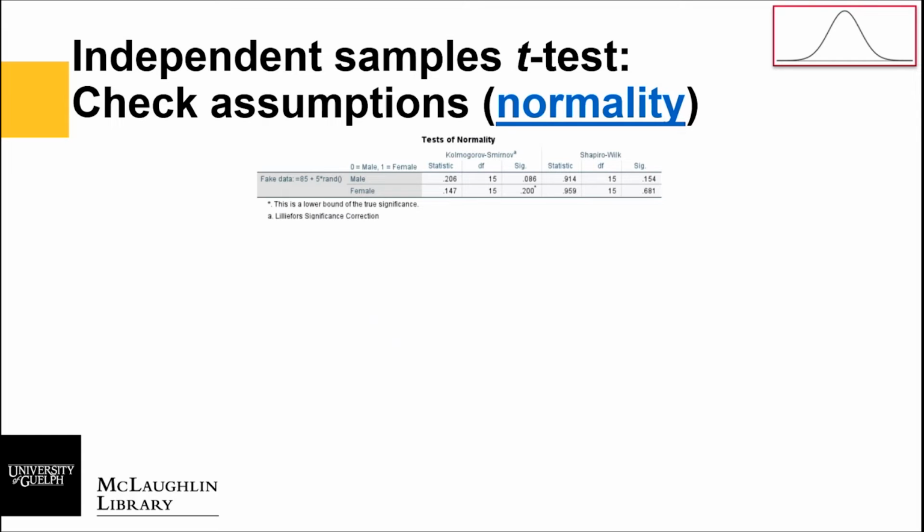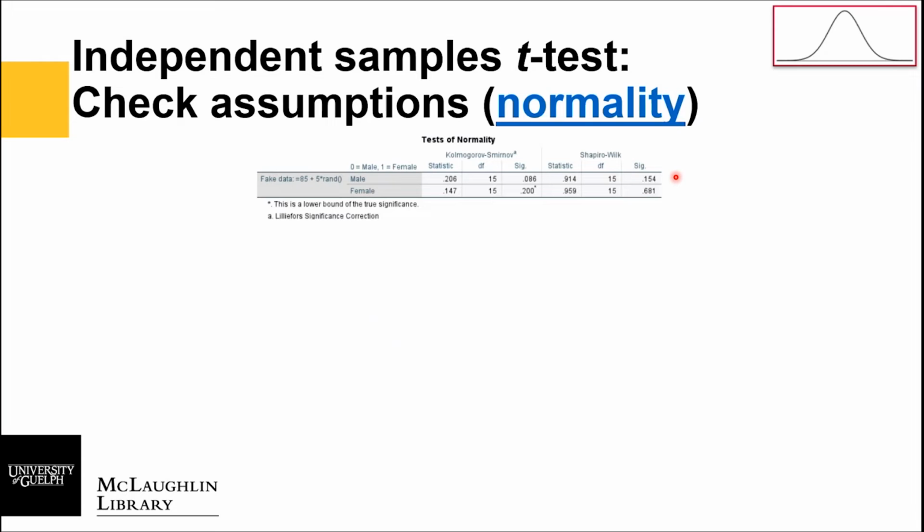The one kind of in the middle of the table is called the Kolmogorov-Smirnov statistic. We generally use this if we have about 50 or more observations per group, and you can see whether your data are statistically significant by looking in the column that says SIG. Because our groups are less than 50 per group, we're actually going to look on the right-hand side where it says Shapiro-Wilk statistic, and we can look in the column that says sig to see whether this is statistically significant.